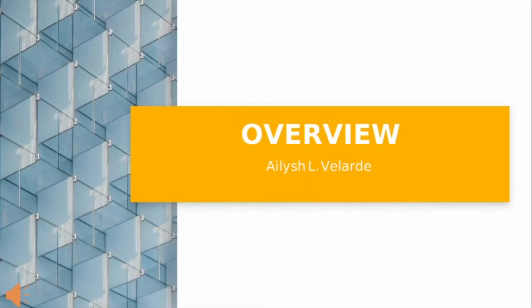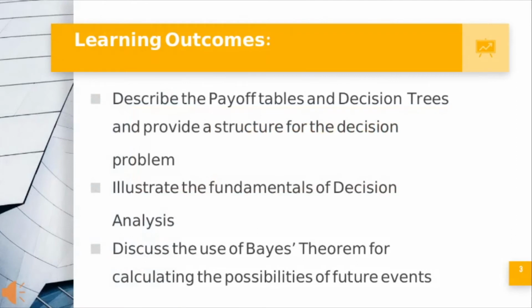First, an overview of our topic. Learning outcomes. Describe the payoff tables and decision trees and provide a structure for the decision problem. Illustrate the fundamentals of decision analysis. Discuss the use of Bayes' theorem for calculating probabilities of future events.